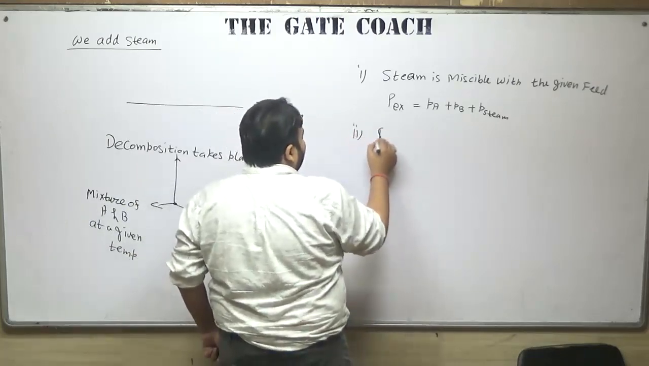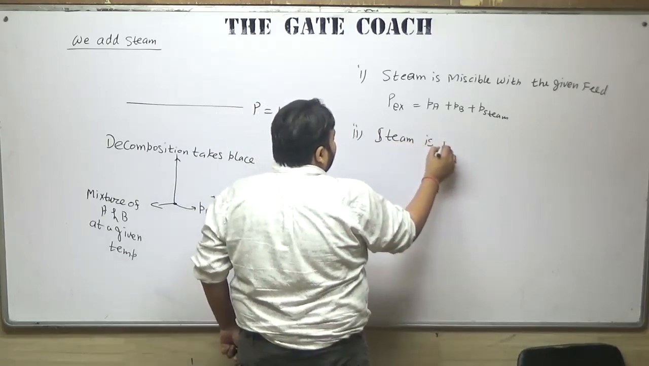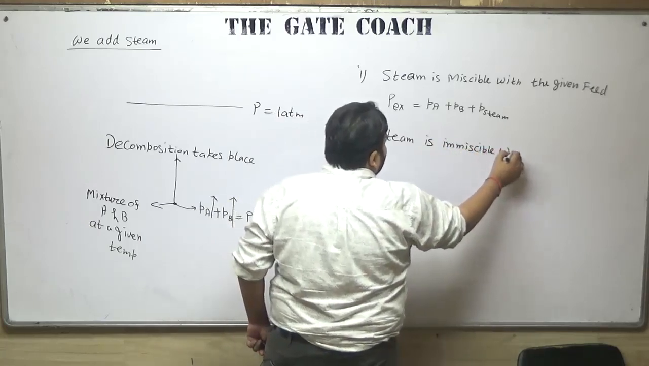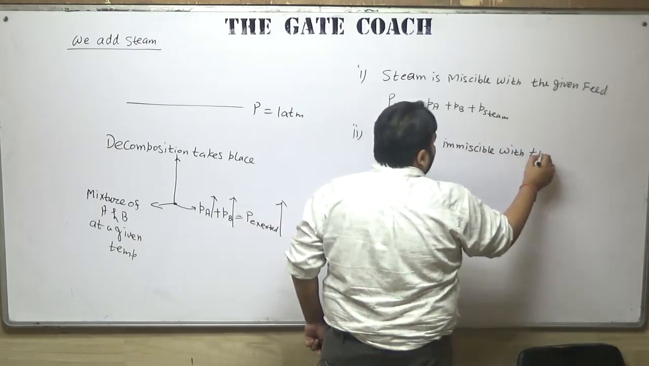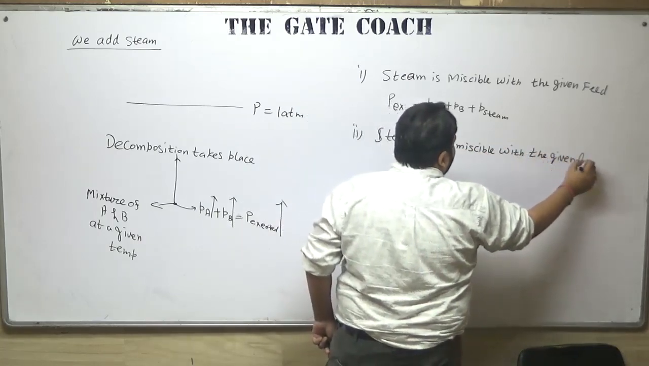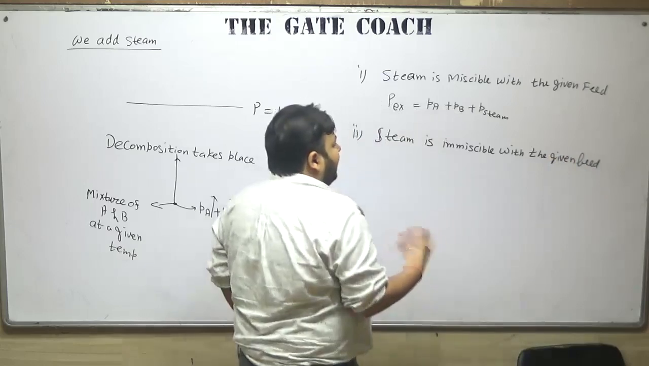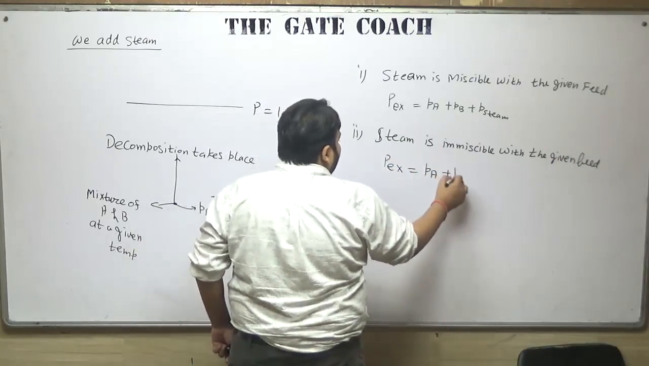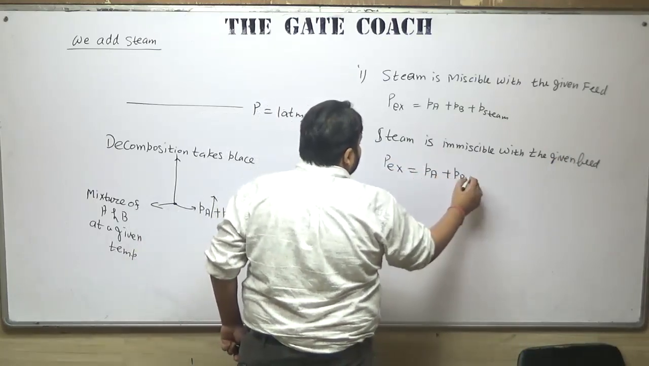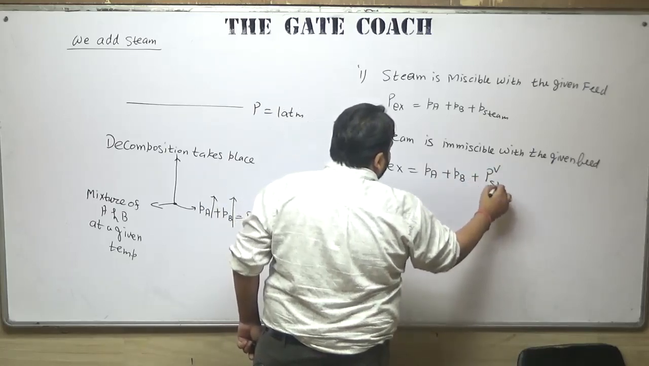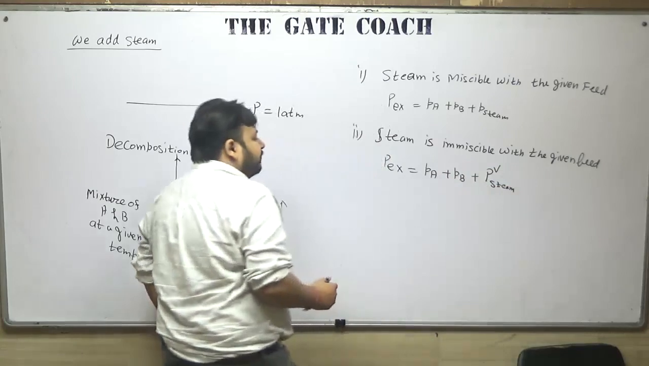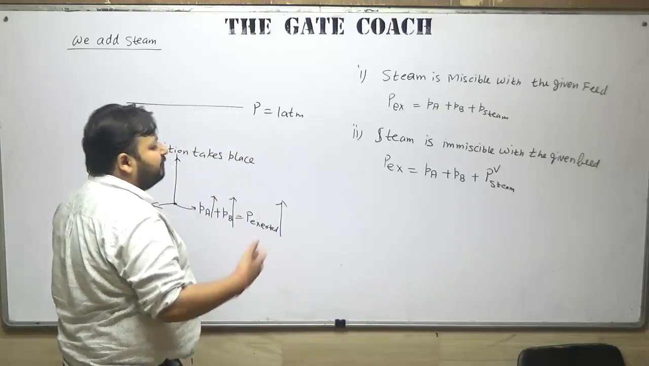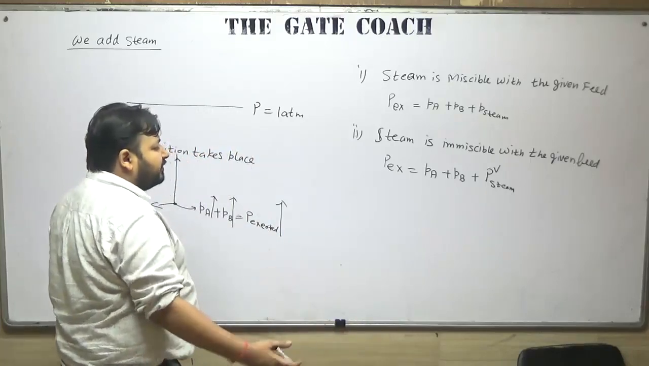And second, if the steam is immiscible with the given feed. If it is immiscible, agar immiscible hai, then it will behave as a pure component. And if it behaves as a pure component, then the pressure exerted will be partial pressure of A plus partial pressure of B plus the vapor pressure of steam. And why the vapor pressure of steam? Because steam is immiscible. And if a component is immiscible, it will exert its vapor pressure because it will not be a part of the system.